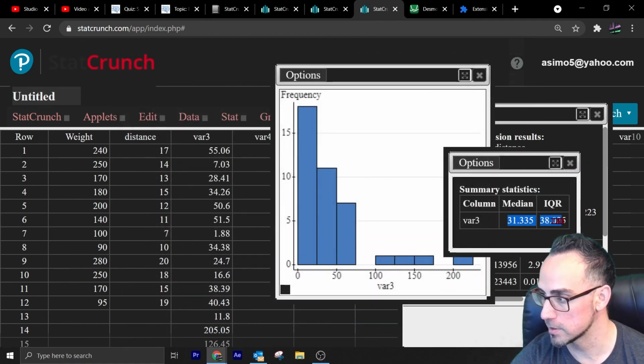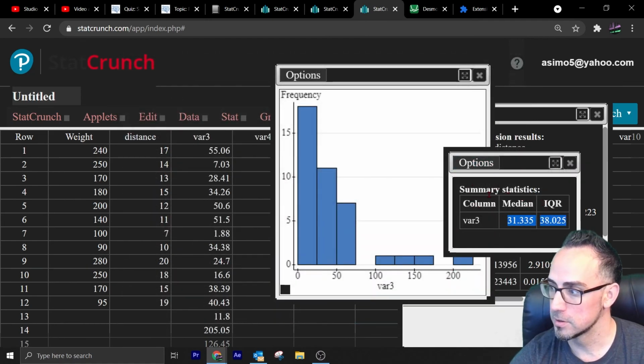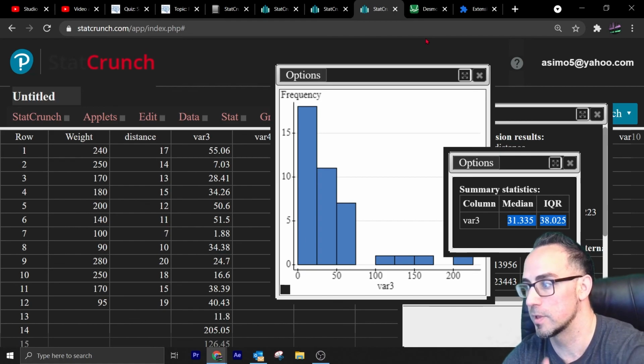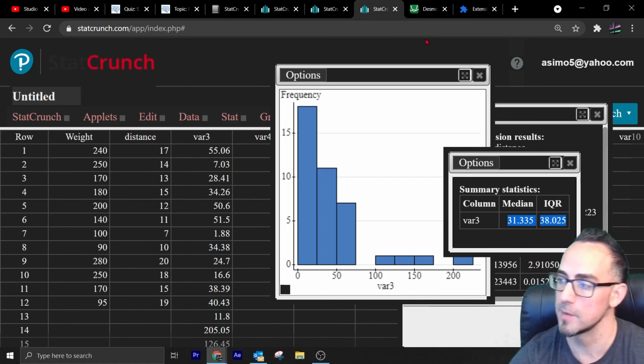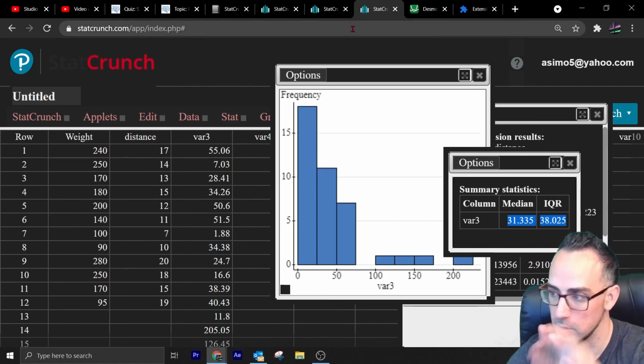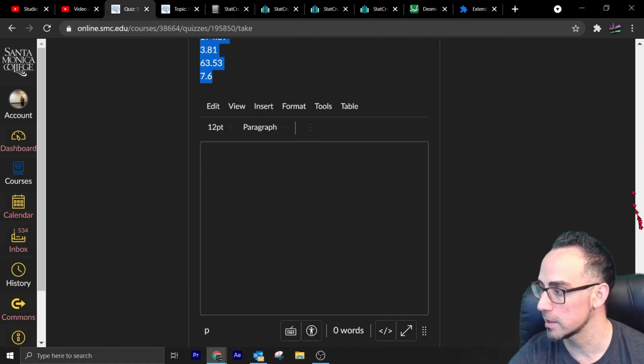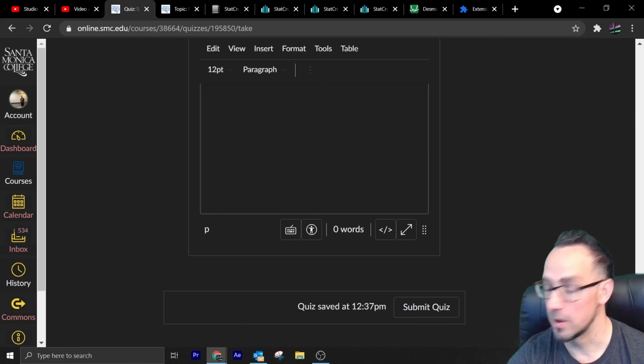The median is that. So you'll say we use 31.34 for the median and 38.03 for the IQR. Make sure you write that down. Write down all your work and your conclusions. And I think we're done. Let's check. All right, I hope that helps.